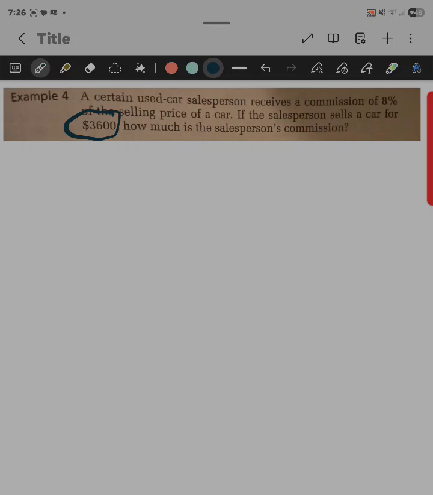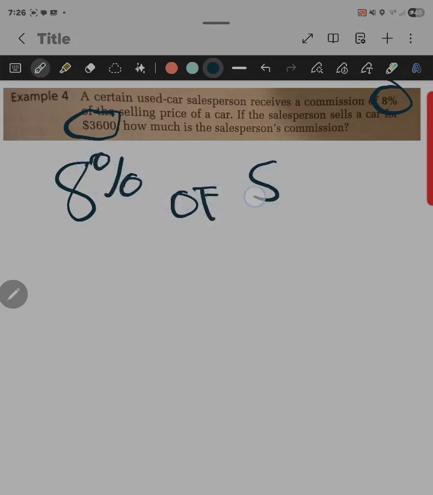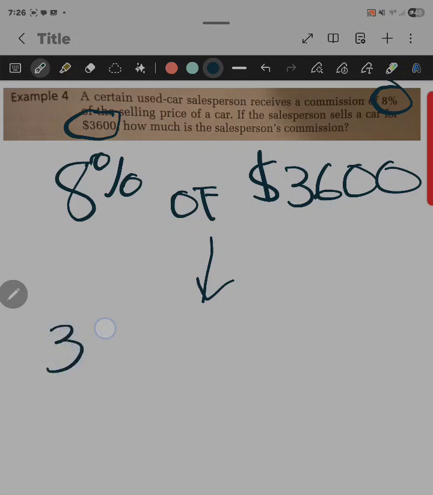So aren't we trying to figure out what 8% of 3,600 is? Because if he sold the car for $3,600, he's going to get what's called a commission. That means he gets a cut of that $3,600, right? All right, so all we're trying to find out is 8% of $3,600. Okay, so let's convert that into an algebraic expression. So the selling price of the car is $3,600. Okay, and we're trying to find out what is 8% of it.